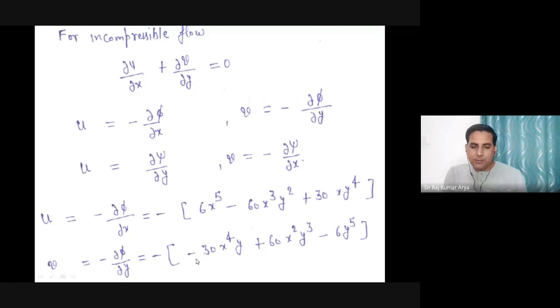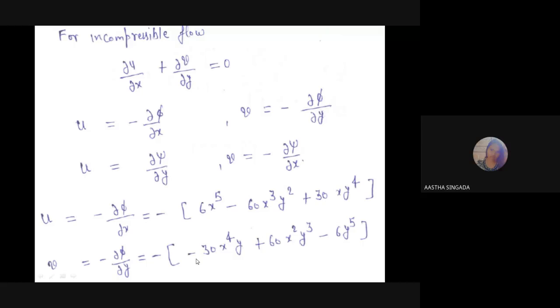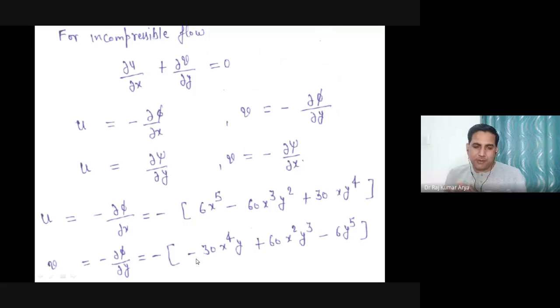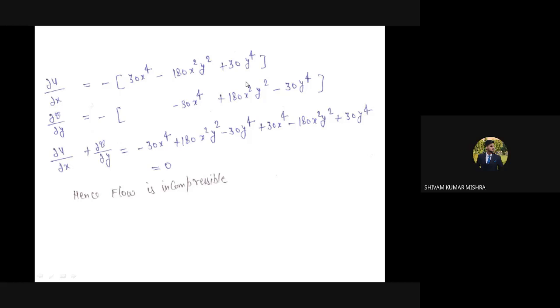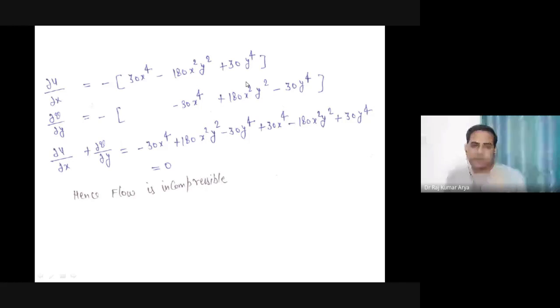So once you have u and v, you are further differentiating them, because you have to find del u upon del x. So you will differentiate with respect to x again, and your del u upon del x would be this term here. You got this, del u upon del x? Then you are calculating again your del v upon del y. So that's coming this much.